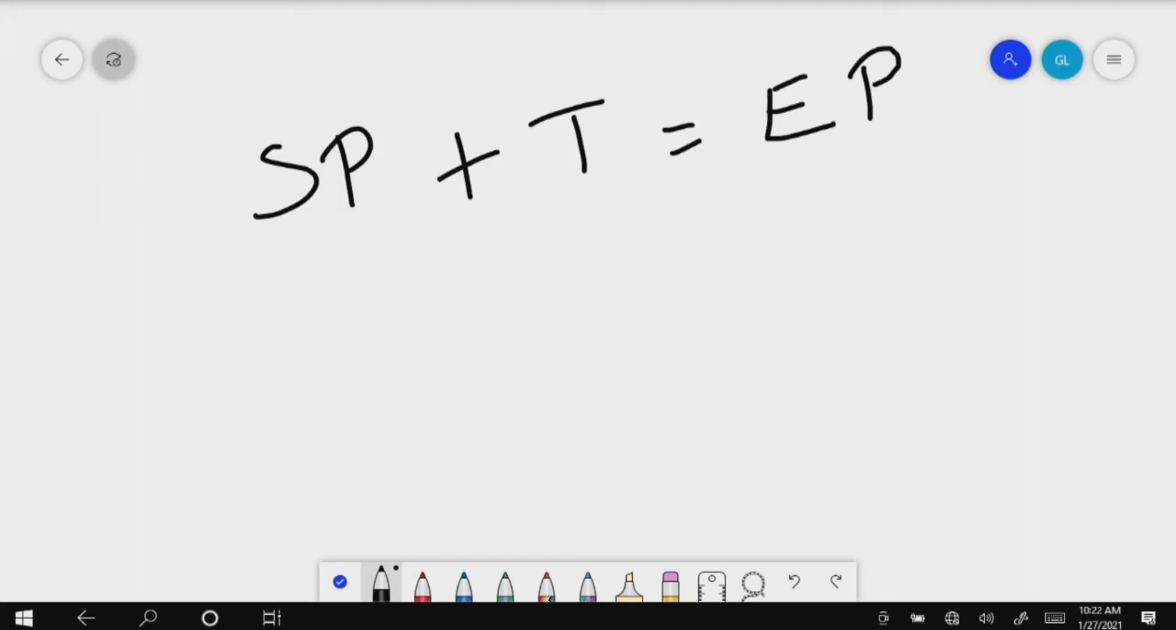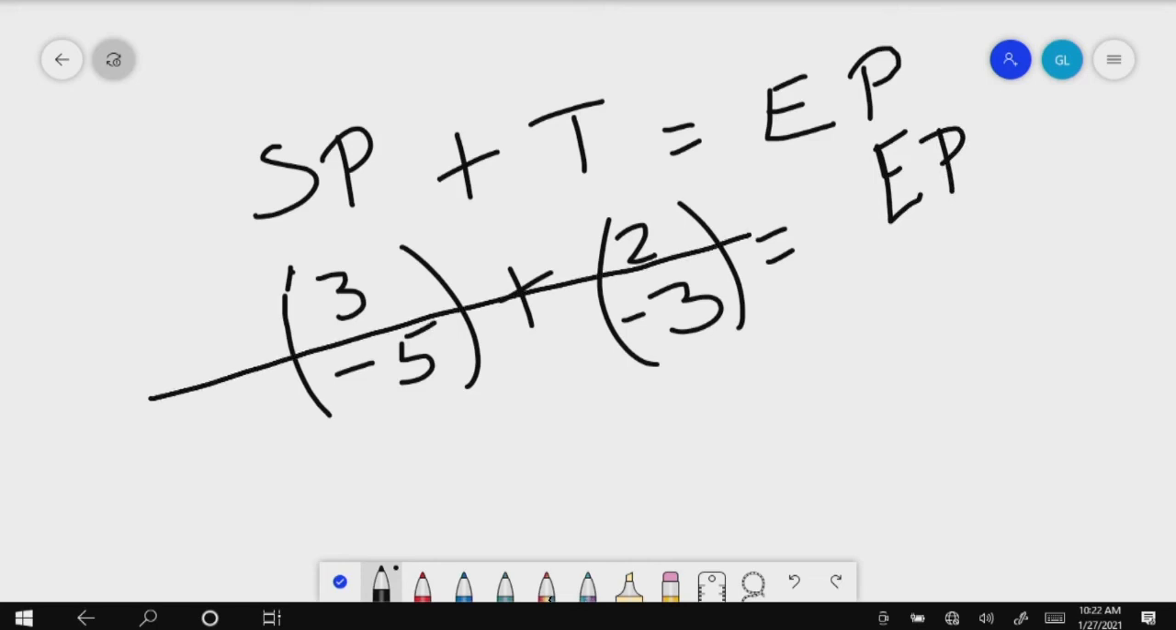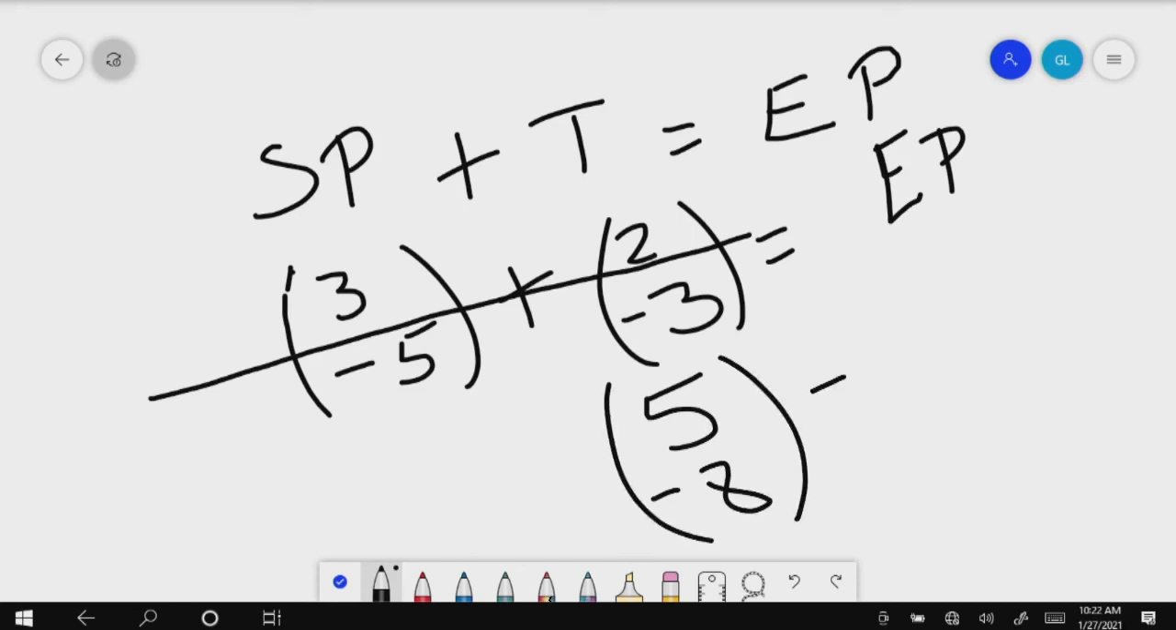In substituting what we know, we were given a starting point, which is (3, -5). And we were given the translation vector of (2, -3). So we need the image value, which would have been the end point. In summing the values here, we would have had (5, -8) being our endpoint using the translation vector T, (2, -3). So our solution would have been D.